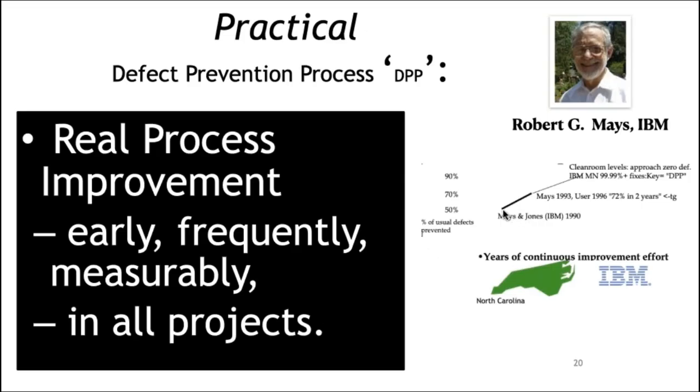Here's a typical thing that Mays reported, that in the first year of using the method, 50% of all the defects that normally happened didn't happen. And another year of sweating away and improving things, 70% didn't happen, but 30% did. Now, we don't have any data from Mays beyond this, but IBM in Minnesota reported 99.99% defect prevention using the same method, which is pretty damned good.